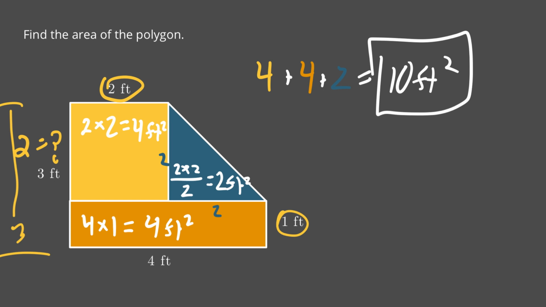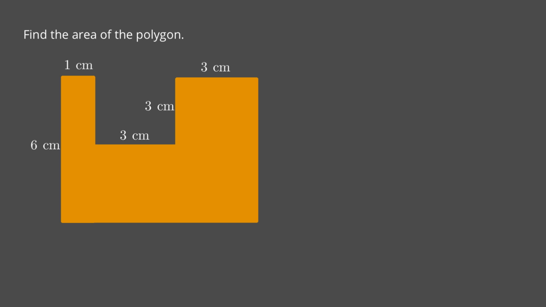Let's try one more example using both methods. Okay, we have another shape. This one is all orange and was not conveniently broken up for us. Let's try the first method of outlining the biggest shape and then subtracting what we don't need.